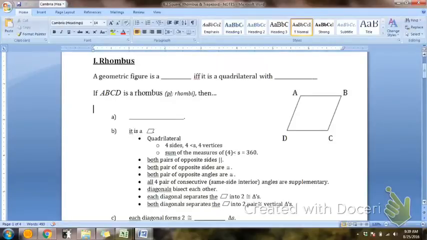So today we're going to talk about a square, a rhombus, and a trapezoid. And I have a handout to give you when we get done talking about this.